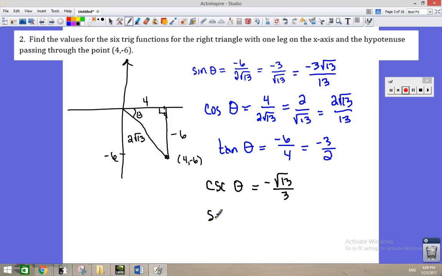The secant is the reciprocal of cosine, square root of 13 over 2, and the cotangent is the reciprocal of tangent, and it's negative 2 over 3. There's our answers for number 2.